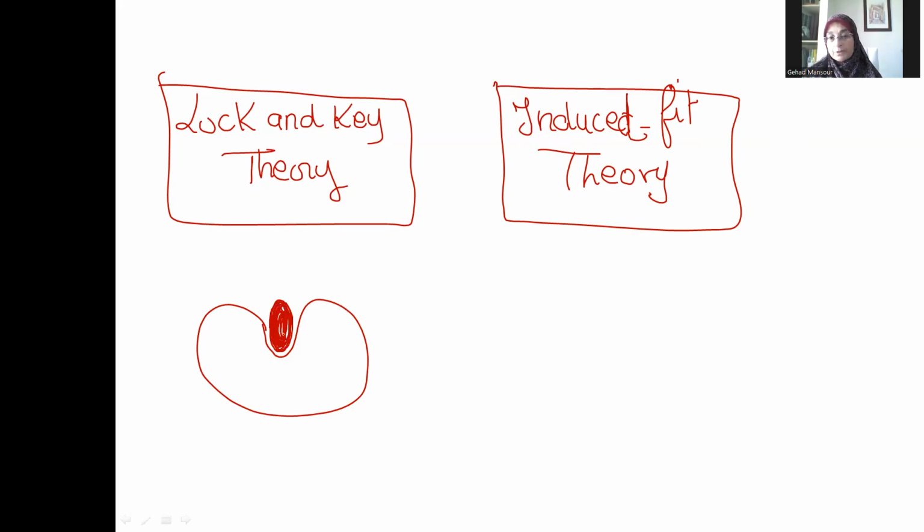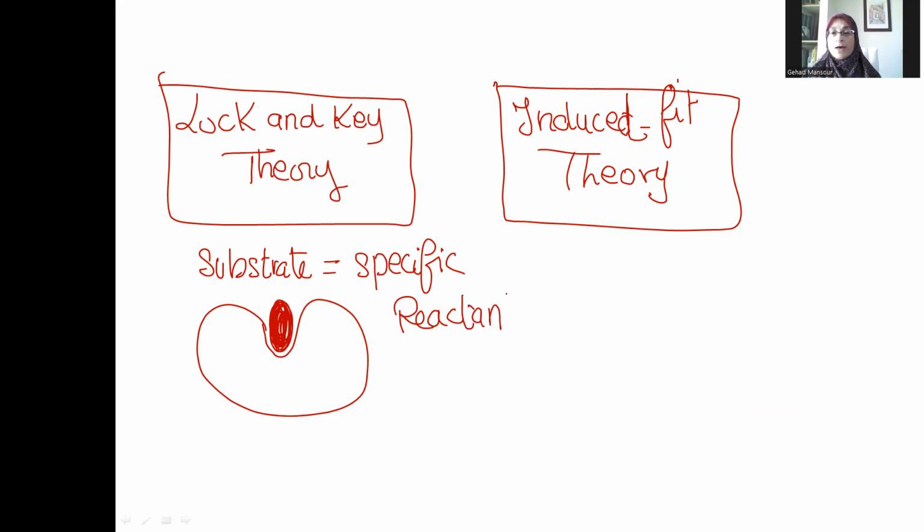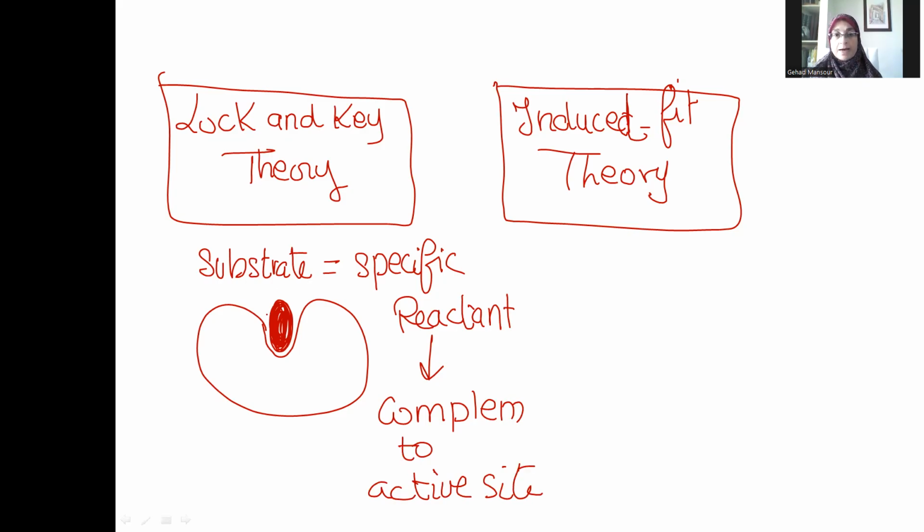In the lock and key theory, we assume that the substrate, which is the reactant, the specific reactant, so here we have the substrate. You can just use a very simple synonym or definition for the substrate, which is the specific reactant. And the specific reactant is the reactant that can fit with the active site. The specific reactant has a shape that is complementary to the active site. That's why it is the only one that can fit with the active site.